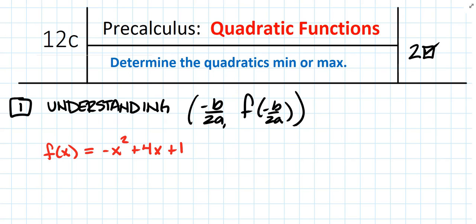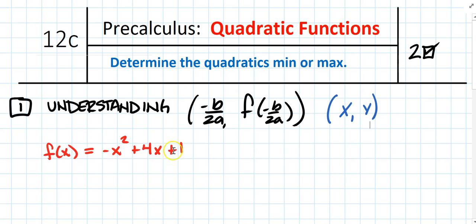So here's box one. The whole idea underneath box one is understanding this notation of negative b over 2a comma f of negative b over 2a. My whole point of this box is to make you realize that this is nothing more than a location, an XY location. That's all it really is. But more importantly, it's a very specific XY location that I want you to get.